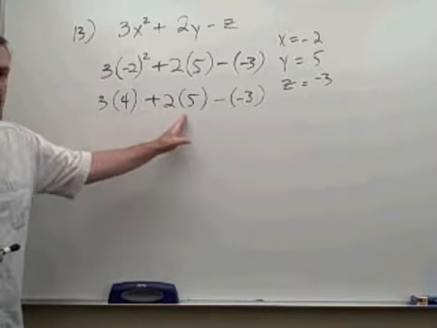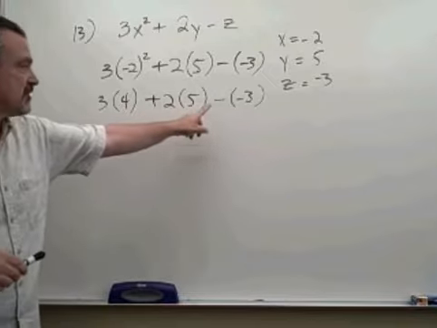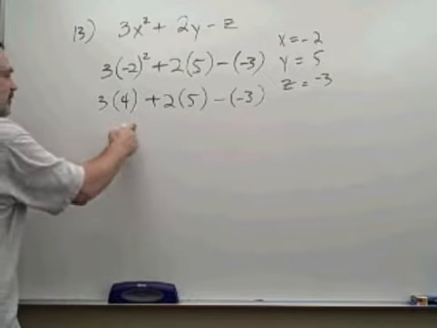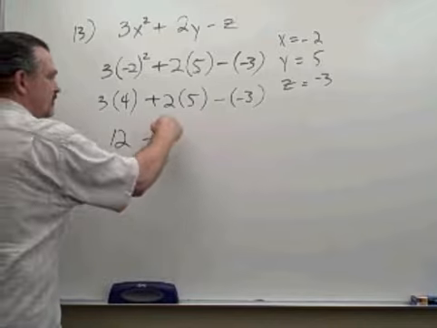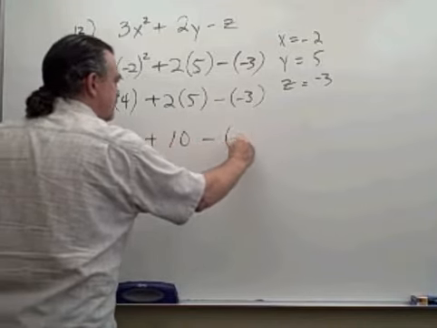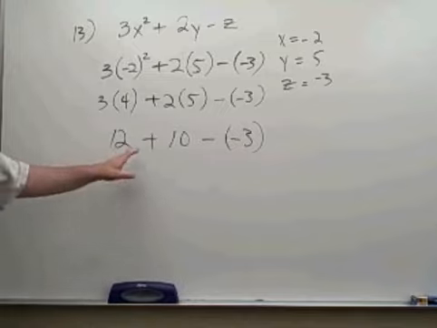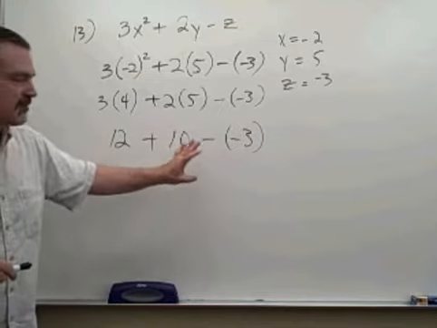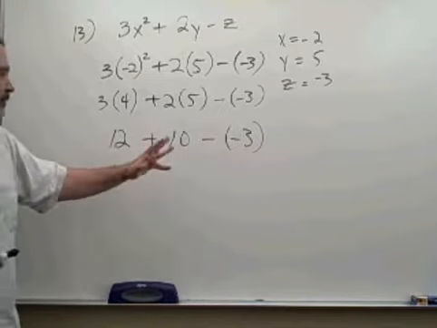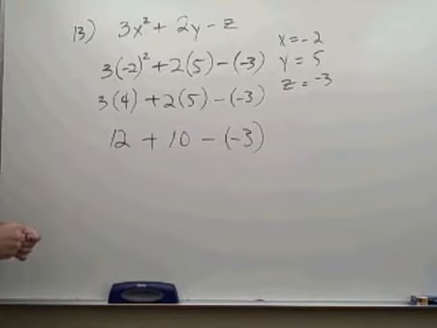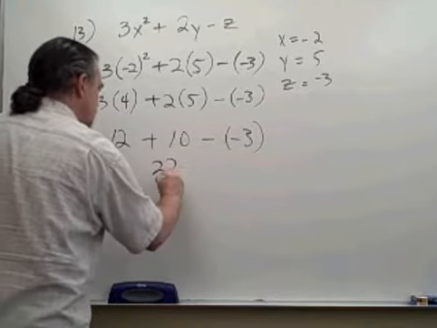Now the multiplications would have precedence before this addition and this subtraction. 3 times 4 gives us 12. 2 times 5 gives us 10. And now we work the addition and subtraction that are left from left to right. 12 plus 10 would be 22.